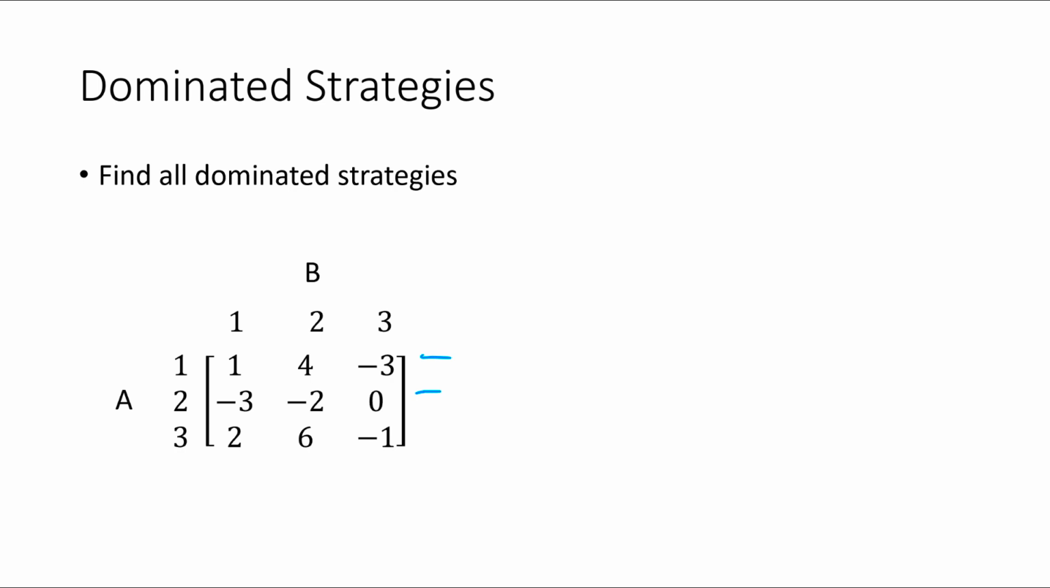Let's compare the first two rows. 1 is bigger than -3. 4 is bigger than -2. -3 is not bigger than 0. Okay, so neither of those rows dominate one another.